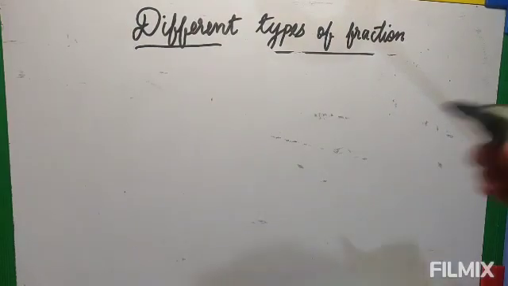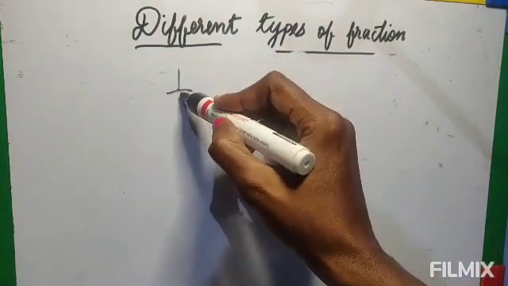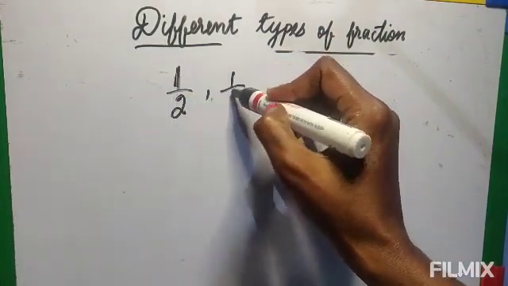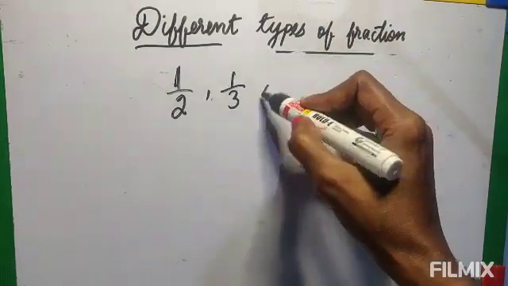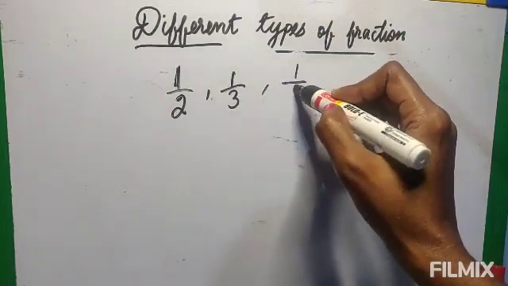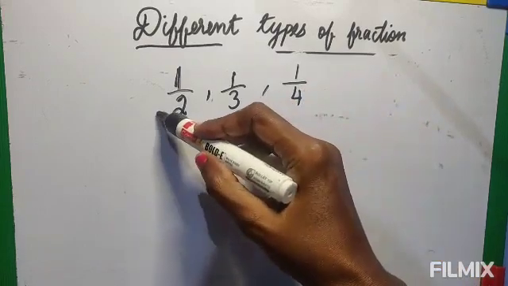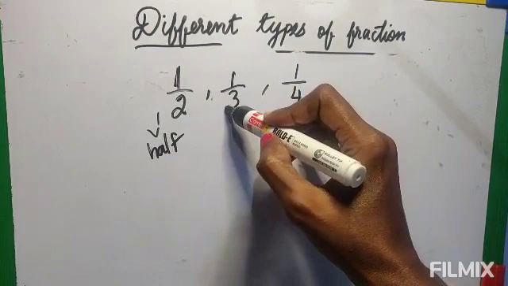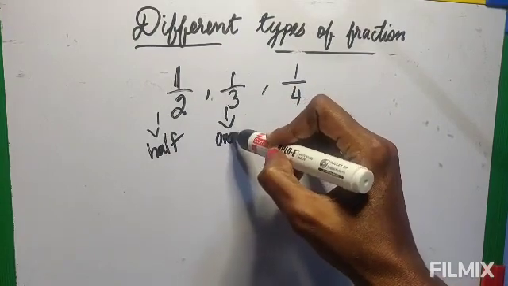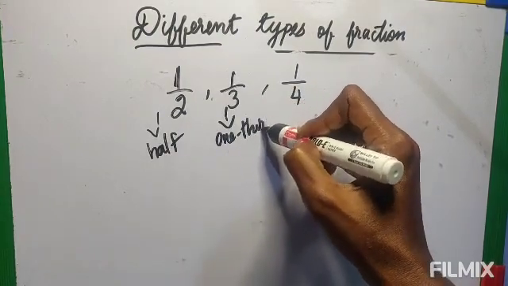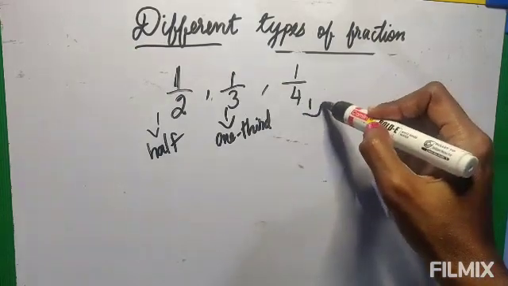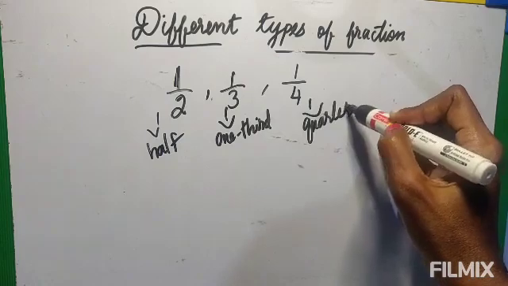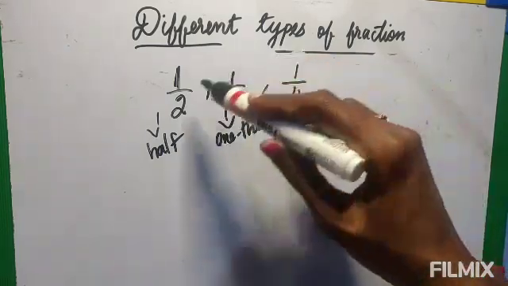Now let's see finding half of a number. Half of a number is 1 by 2. Finding 1/3 of a number, it is 1 by 3. Finding a quarter of a number, that is 1 by 4. So 1 by 2 we call half, 1 by 3 we call one-third, and 1 by 4 we call quarter. You must know these names and also the fractions.